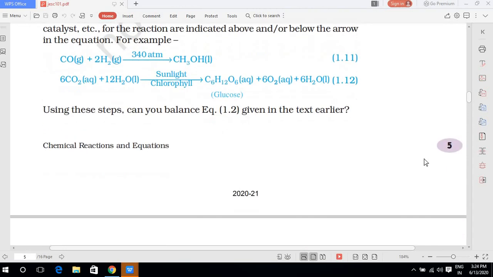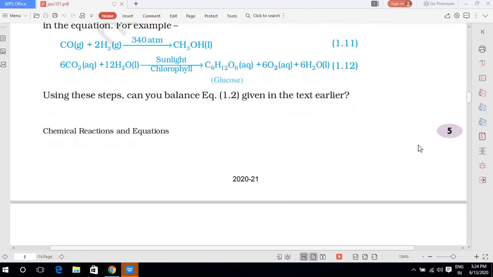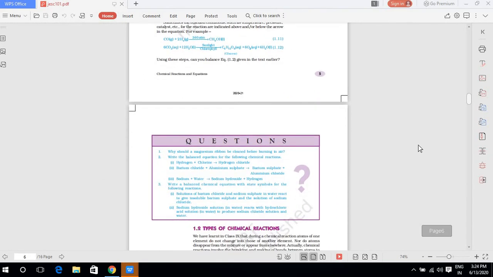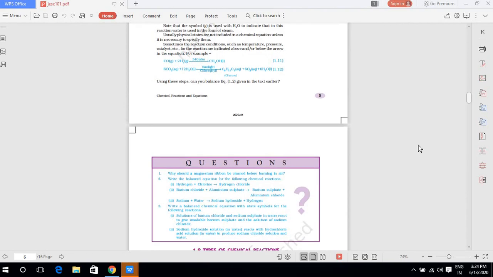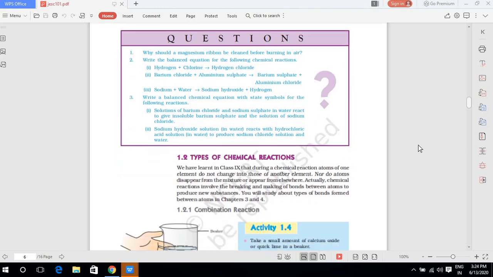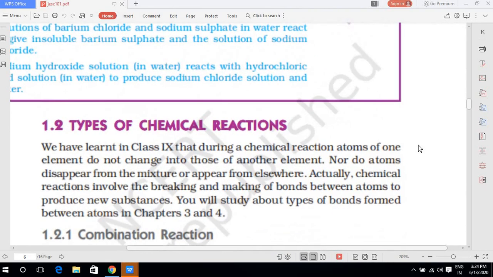So we have learned about the chemical change and chemical reaction, and we have learned about the chemical equations and even how to balance those chemical equations. Now let's learn about what are the different types of chemical reactions. These chemical equations can be of different types.